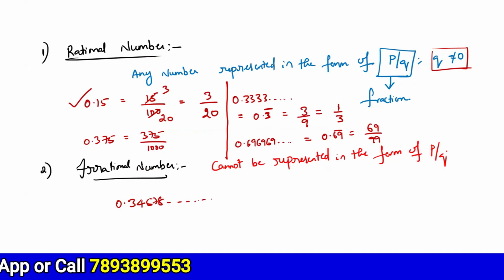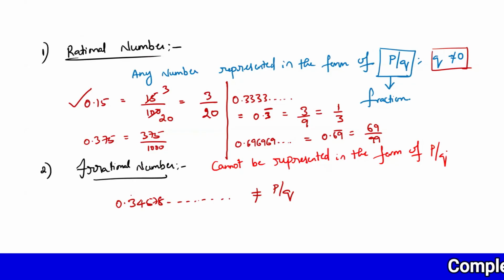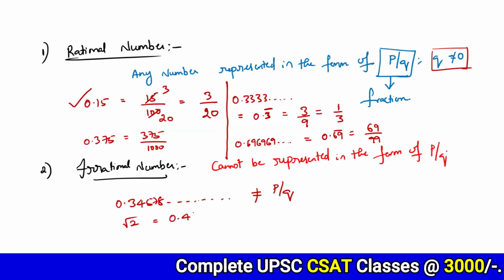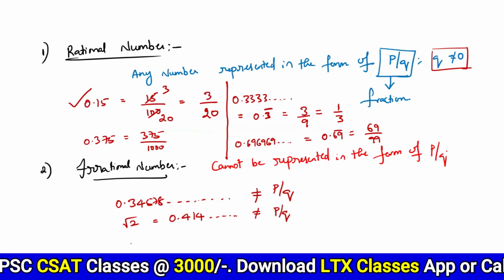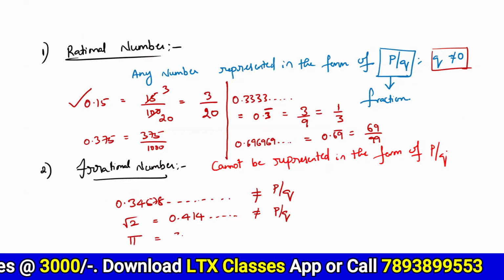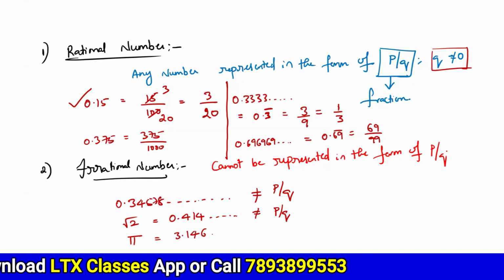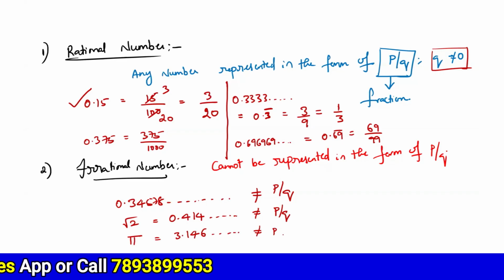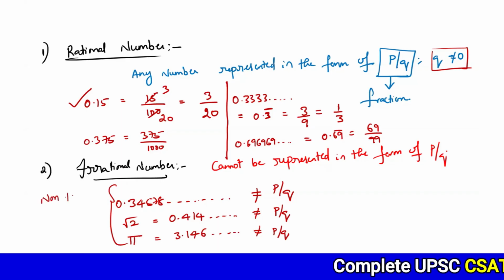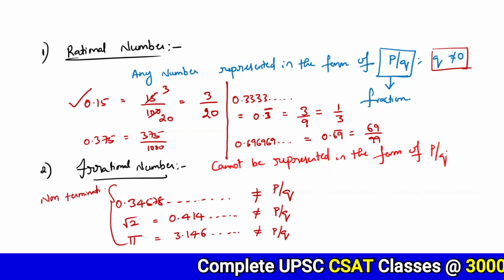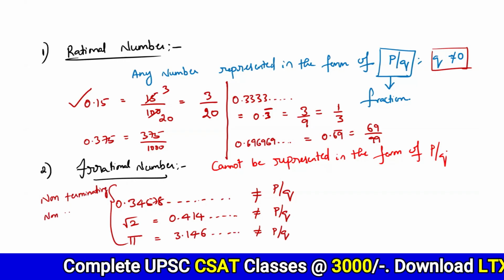But coming to the irrational numbers, the example is 0.34578 and so on. The point is we cannot represent this in the form of p by q. That is the reason it is called an irrational number. Same in the case of root 2 also. The value of root 2 is 1.414 and so on, and it cannot be represented in the form of p by q. Even the value of pi, 3.146 and so on, cannot be represented in the form of p by q. So all these will be considered as irrational numbers, and moreover they are non-terminating, non-repeating.